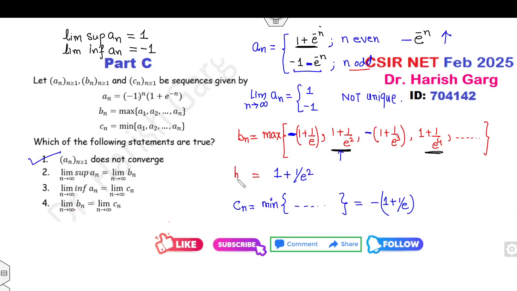So what is the limit of b_n as n approaches infinity? This is the same case. It is independent of n. So this number is 1 over e square and this number is minus 1 over e, which is not the same. The limit of b_n is not the same, while the limit of the supremum is 1, so this option is cancelled. Only option A is the right answer of this problem.